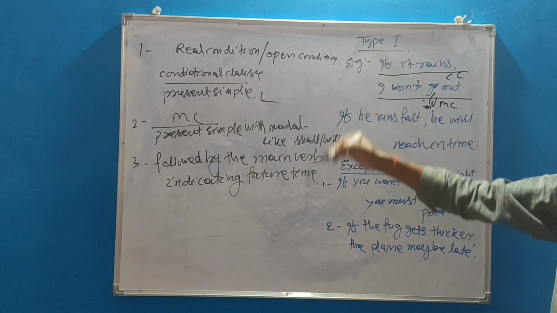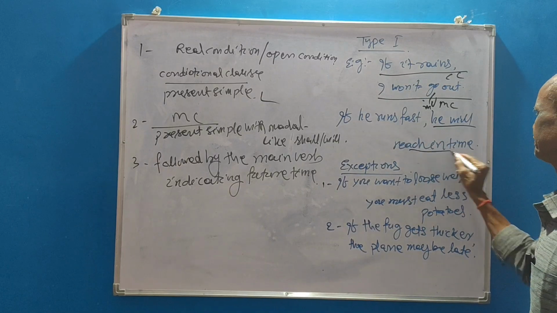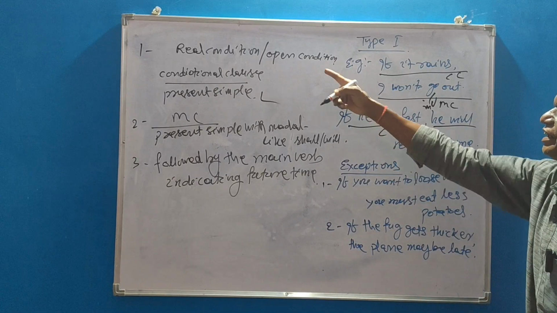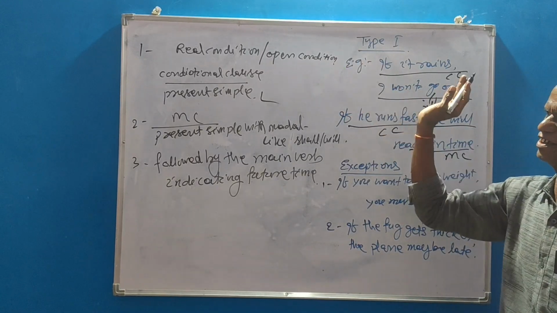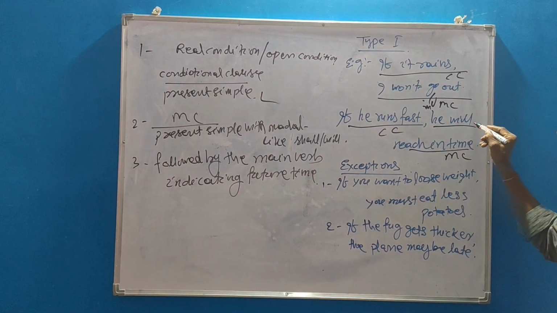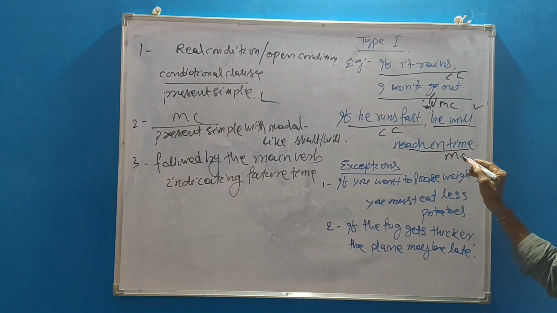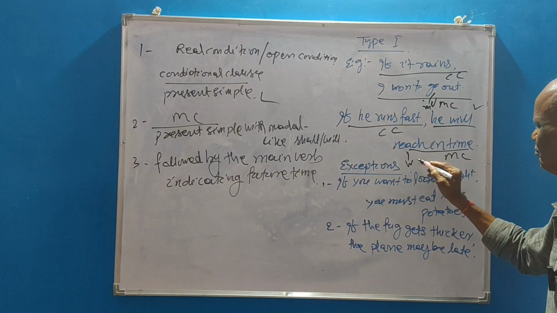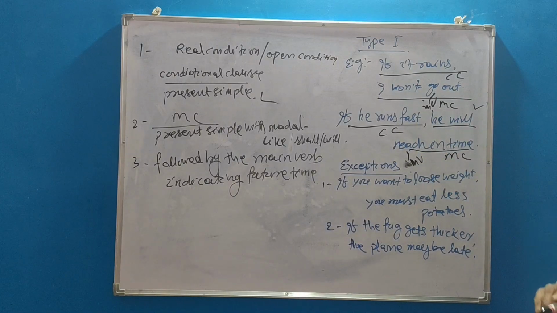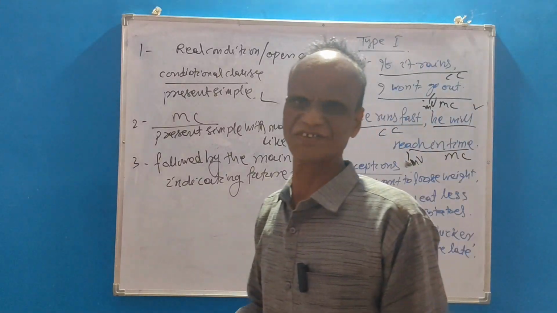Okay. Next, if he runs fast, he will reach in time. He will reach in time is the main clause. This is the conditional clause. And it refers to an open condition and real condition. Present simple conditional clause. Main clause present simple with the modal will, followed by the main verb indicating future time, that is the main verb, reach. Okay.